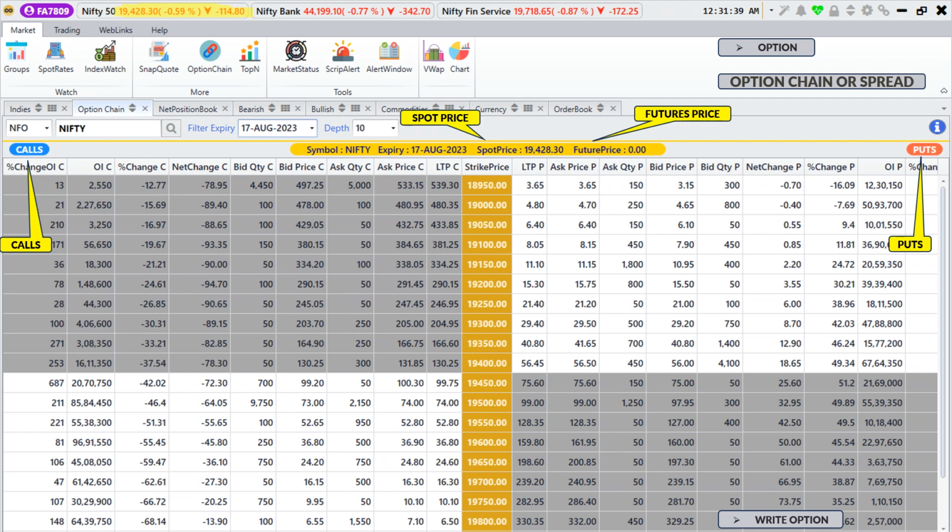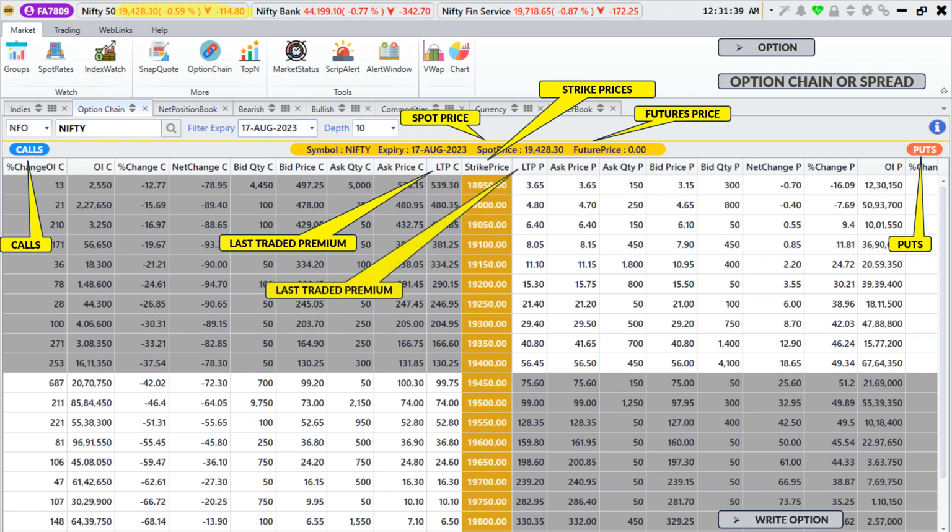The vertical orange color column in the center, between the calls and puts lists, denotes strike prices. Each strike price differs by Rs 50. The LTPC column shows the last traded premium price of the respective adjacent call strike price, and the LTPP column shows the last traded premium price of the respective adjacent put strike price.